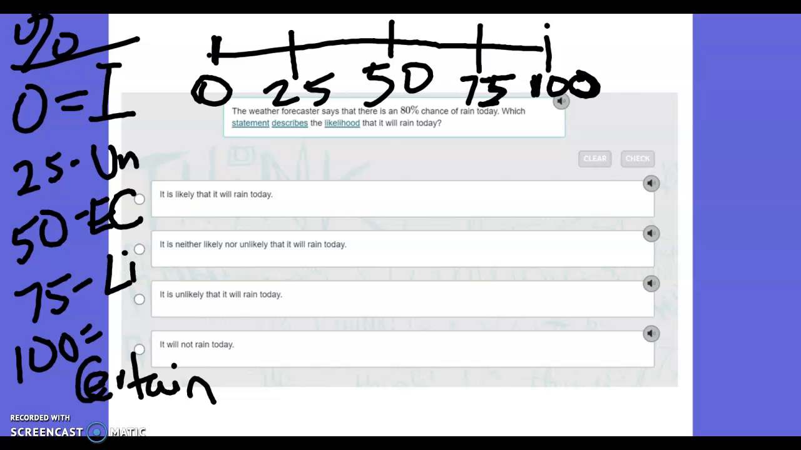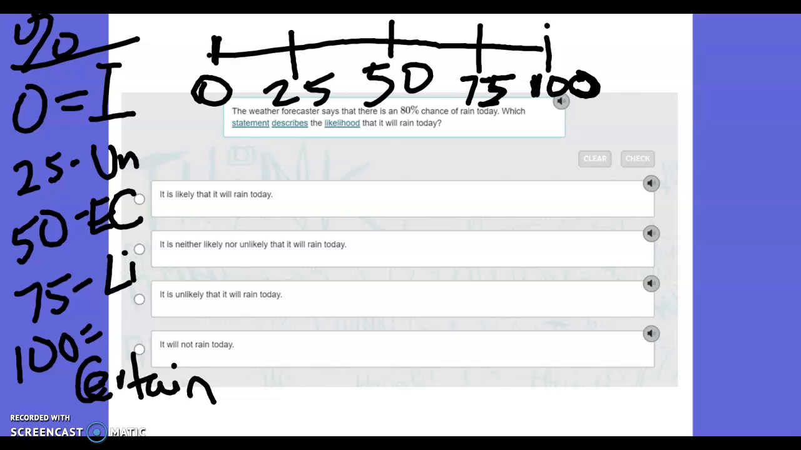Okay, let's look at our question. The weather forecaster says that there's an 80% chance of rain today. Which statement best describes the likelihood that it will rain today? Is it likely that it will rain today? Is it neither likely nor unlikely that it will rain today? It is unlikely that it will rain today, or it will not rain today. So if we think about this as a number line, remember we have done lots of practice over the years with number lines. Where would 80% fall on this number line?